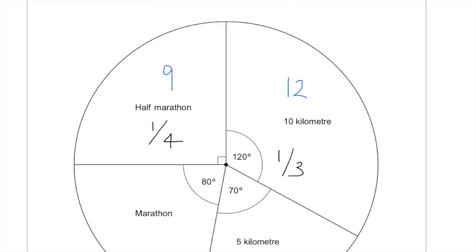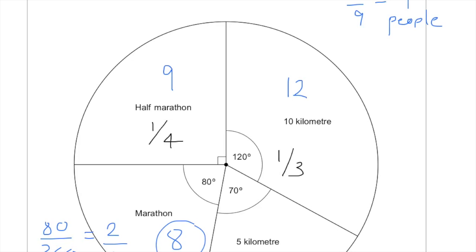Now, 80 over 360 simplifies down to 2/9, which means that 2/9 of the men prefer the marathon. 2/9 of 36, well, 1/9 of 36 is equal to 4, so 2/9 is equal to 8 people, so 8 men prefer the marathon.